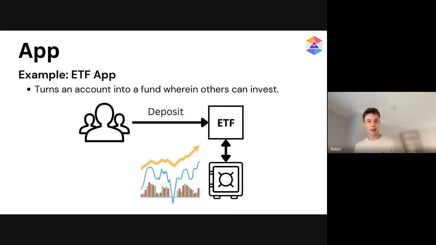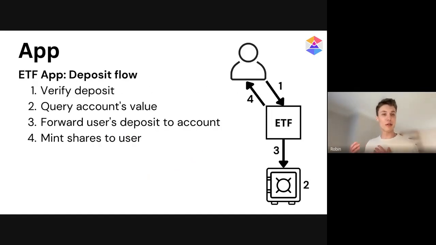So as an example, to make it very practical, let's say that I want to create an ETF application. I want other people, or my friends, or my family, to be able to invest into an account that I control, where I can trade assets that are held within this basket of assets. And I want them to receive shares of this basket, and then later they can claim their tokens by redeeming their shares.